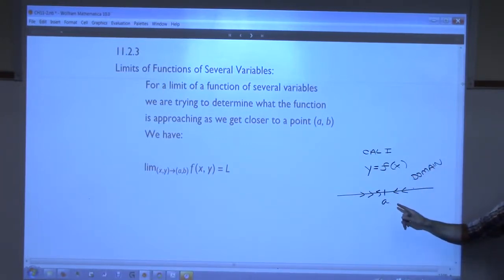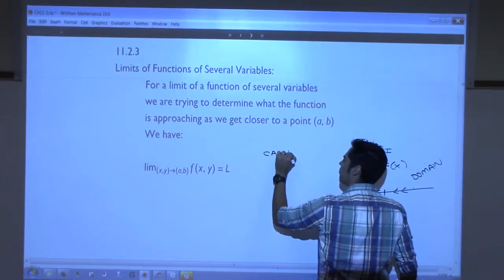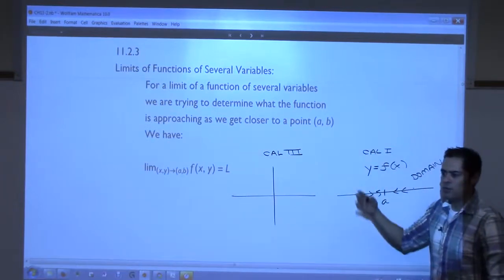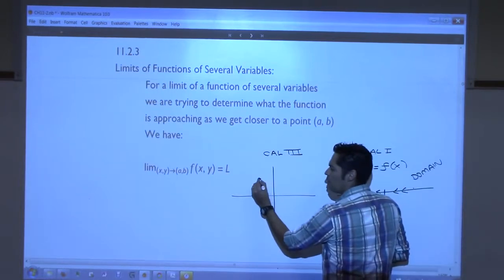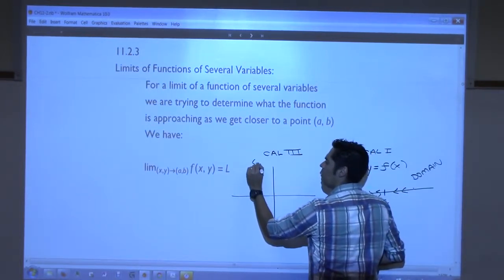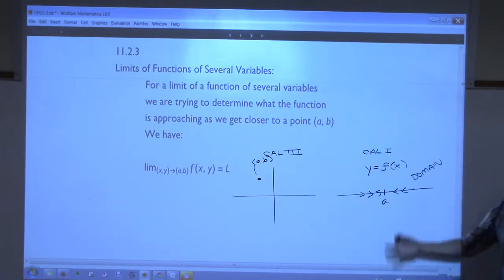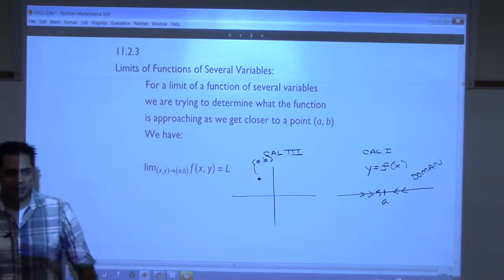That's Cal 1. What we're talking about now, Cal 3, is that this is the domain, right? You're in two-dimensional space. And now approach a point for me. That point right there, I'm going to call it AB. Approach that point and tell me what the function's doing above that. What's going to be the problem? Does anyone see the problem? I wonder if anyone can see it ahead of time here.